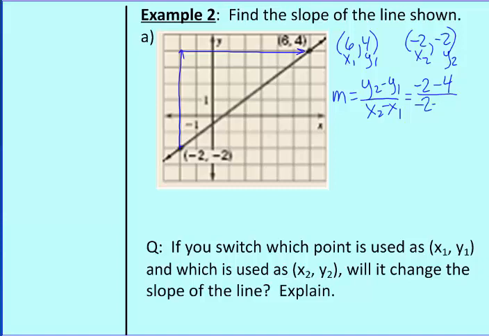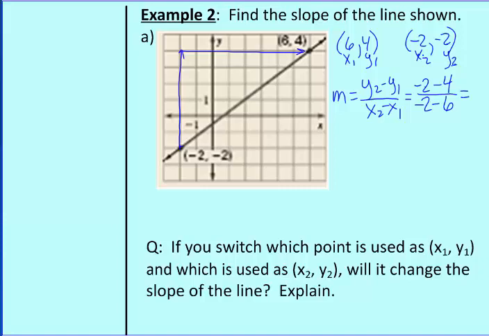x2 is negative 2 minus x1, which is 6. So you have to make sure that you're consistent. Since I started with this point, y2, sorry, I start with the same point on the bottom for the x2. And then you're going to simplify this.